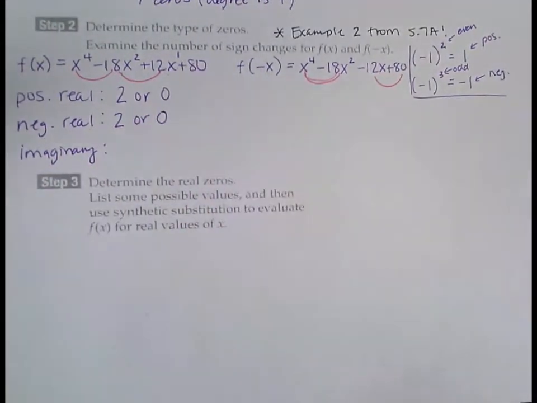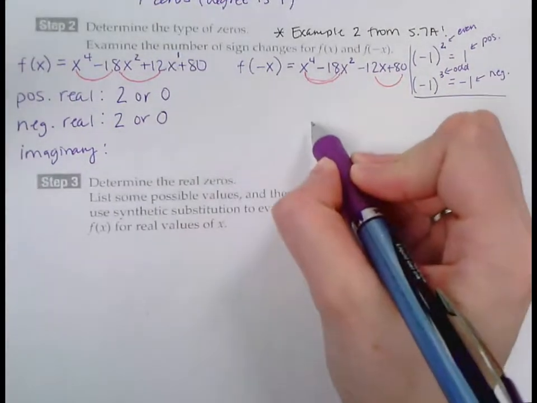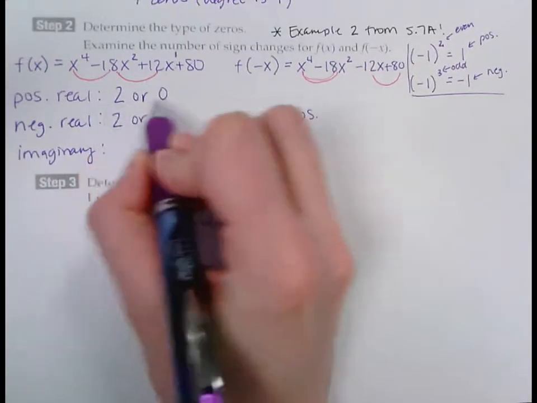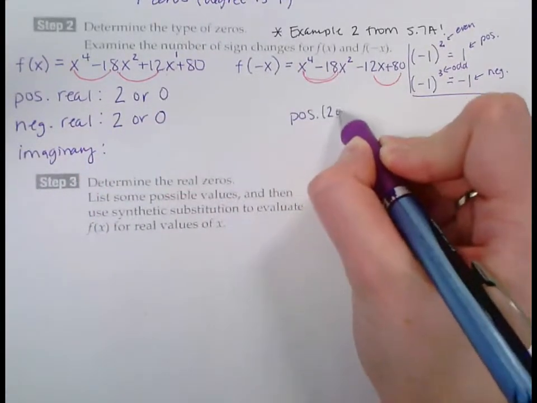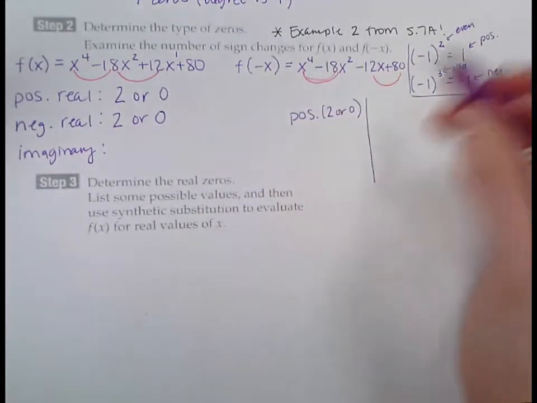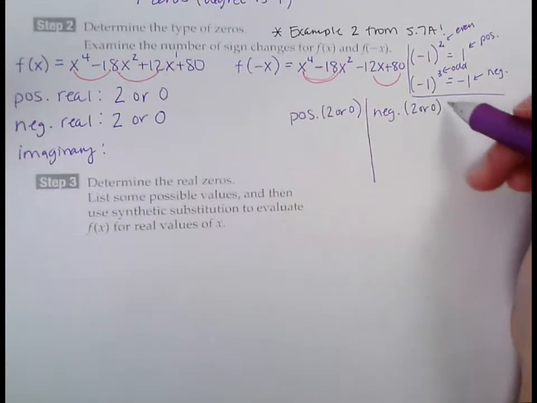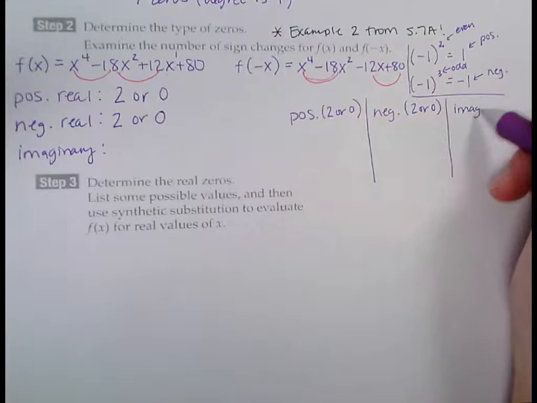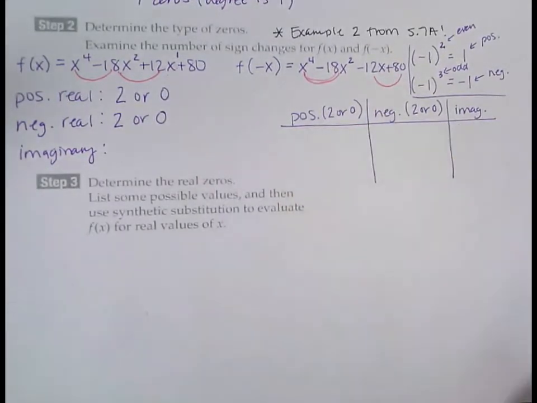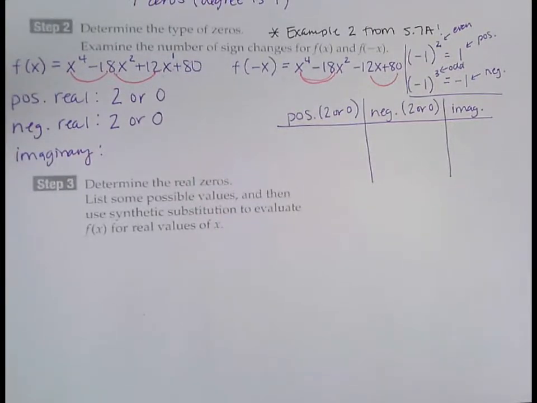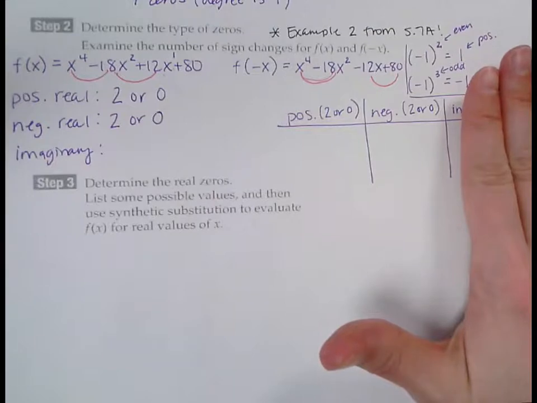And for this, you don't have to do it this way, but I typically set up a 3-column chart. In my chart, I'm going to have my positive real zeros first, and for the possible positive zeros, I said we had 2 or we had 0. I'm going to have the possible negative zeros in the middle, 2 or 0, and then the possible imaginary in the last column. Okay, and here, how you're using this chart, I'm going to ignore the last column completely until the end.